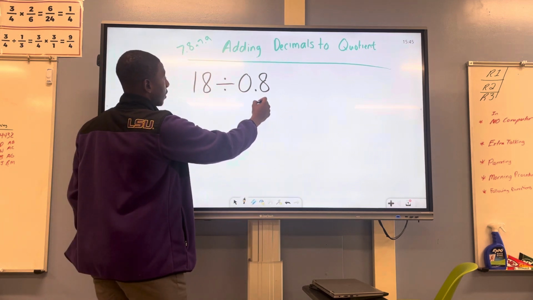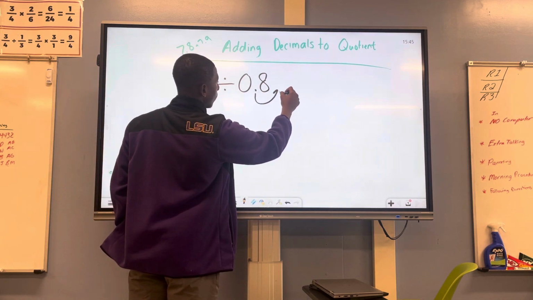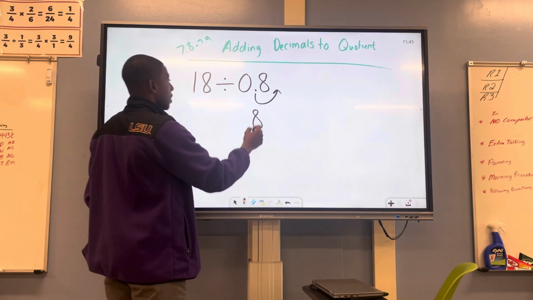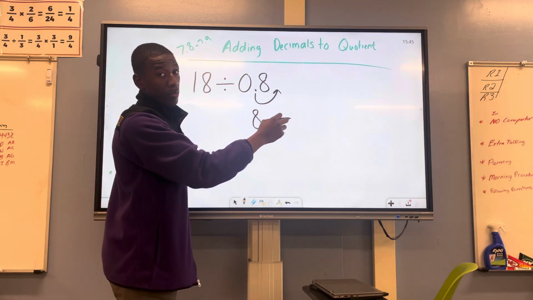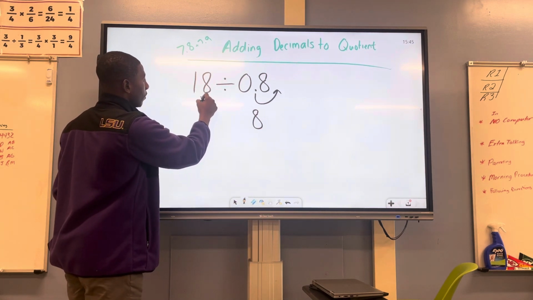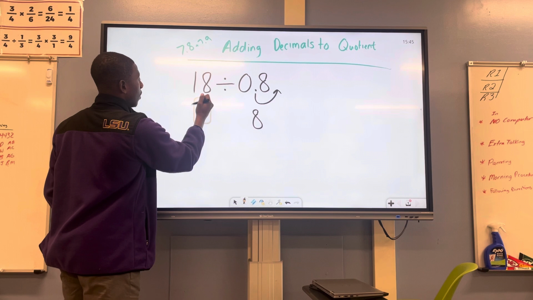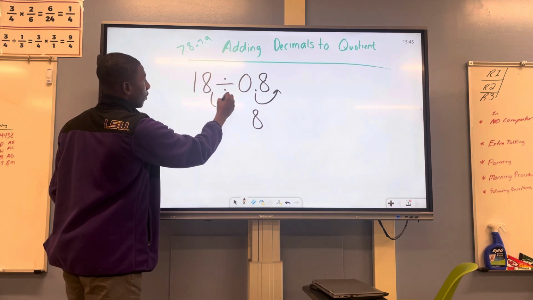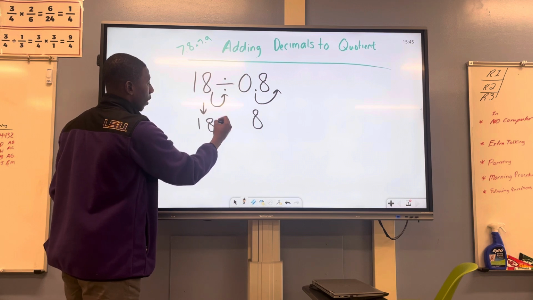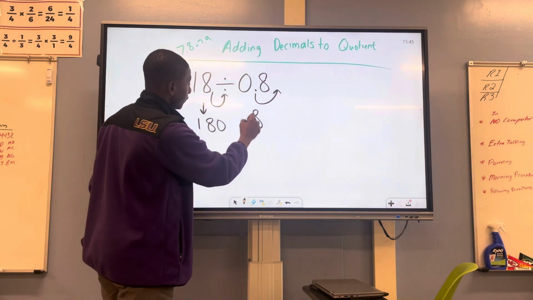Now, I'm going to take this decimal and move it out of the way, meaning that this is now going to become an 8. Because I moved it one time in my divisor, I have to move it one time in my dividend. So my dividend is 18, but as I move it one time from here to here, this now becomes 180. So now my new problem is 180 divided by 8.